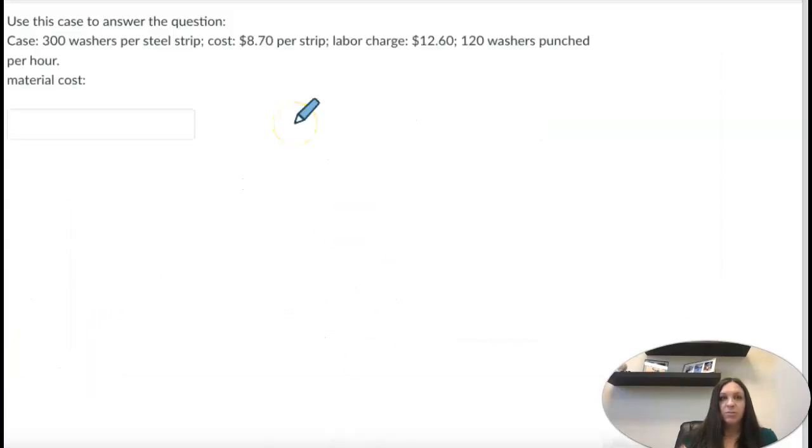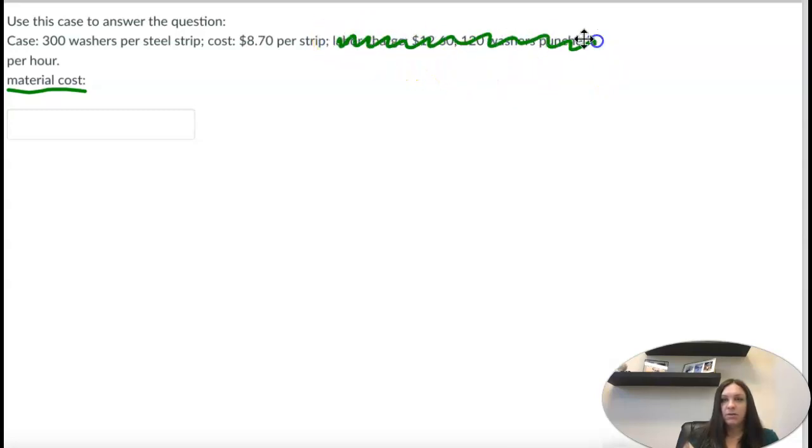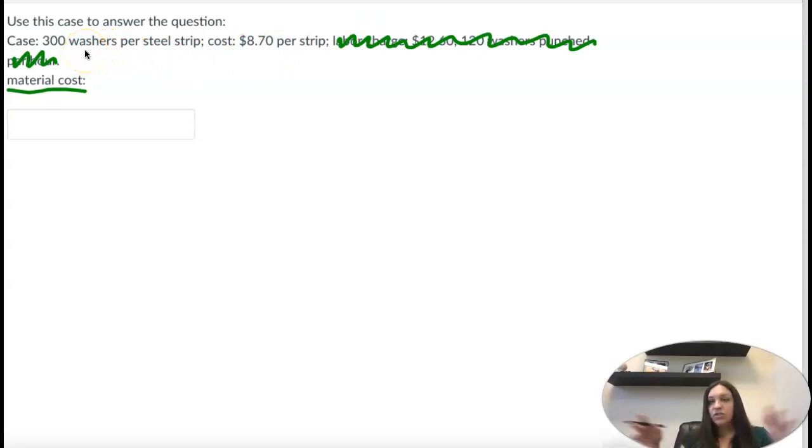There are some in your notes, but for the first one, all we're looking for is material cost. A case has 300 washers per steel strip, and it's $8.70 per strip. And then it goes into labor costs, which we don't care about. So on these you have to filter: what am I actually looking for? Think of a giant steel strip with 300 washers on it.